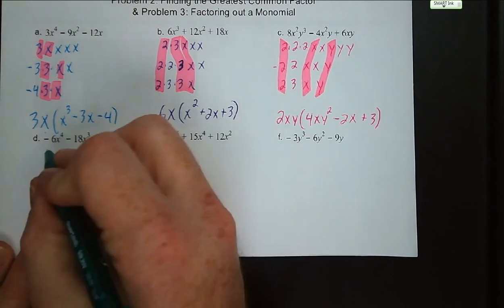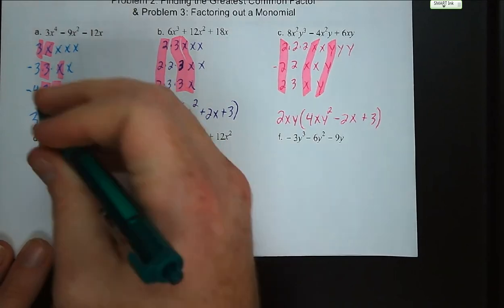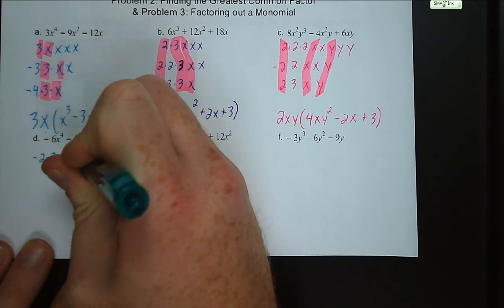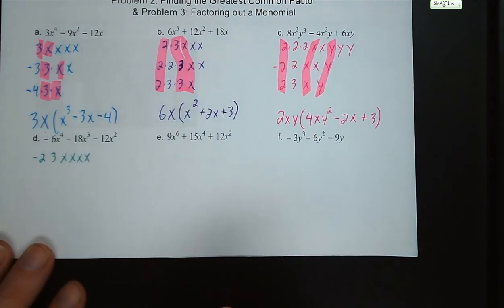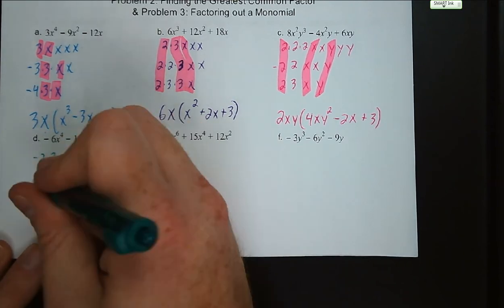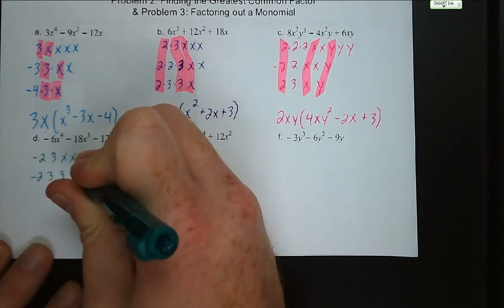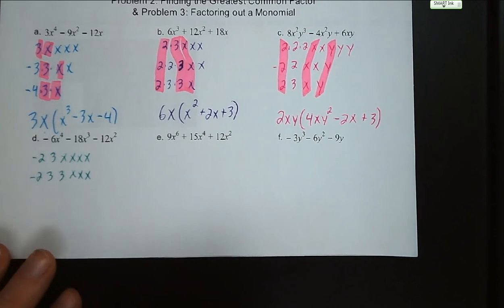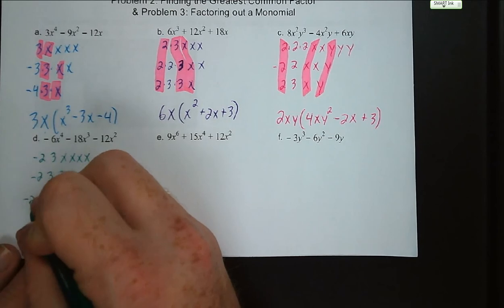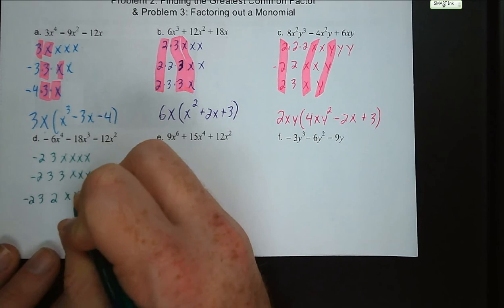So, for negative 6x to the fourth, I have a negative 2, a 3, and 1, 2, 3, 4 x's. In negative 18x cubed, I have a negative 2, a 3, and a 3, and 1, 2, 3 x's. Negative 12x squared, I have a negative 2, a 3, a 2, and 2 x's.